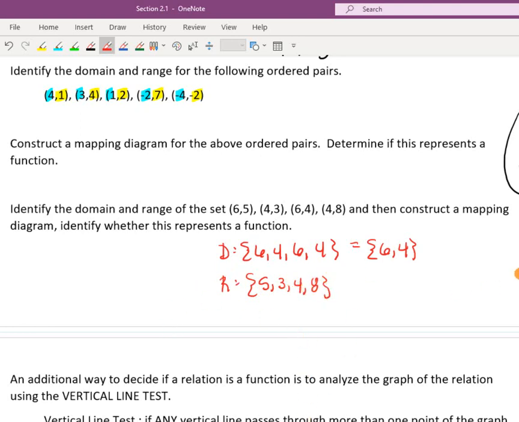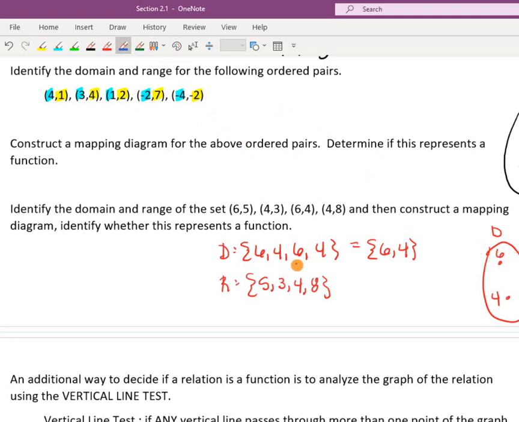So if we're going to make a mapping here, my domain, and then over here, my range. My domain is only going to be the numbers 6 and 4. So 6, 4. My range is going to be 5, 3, 4, and 8.